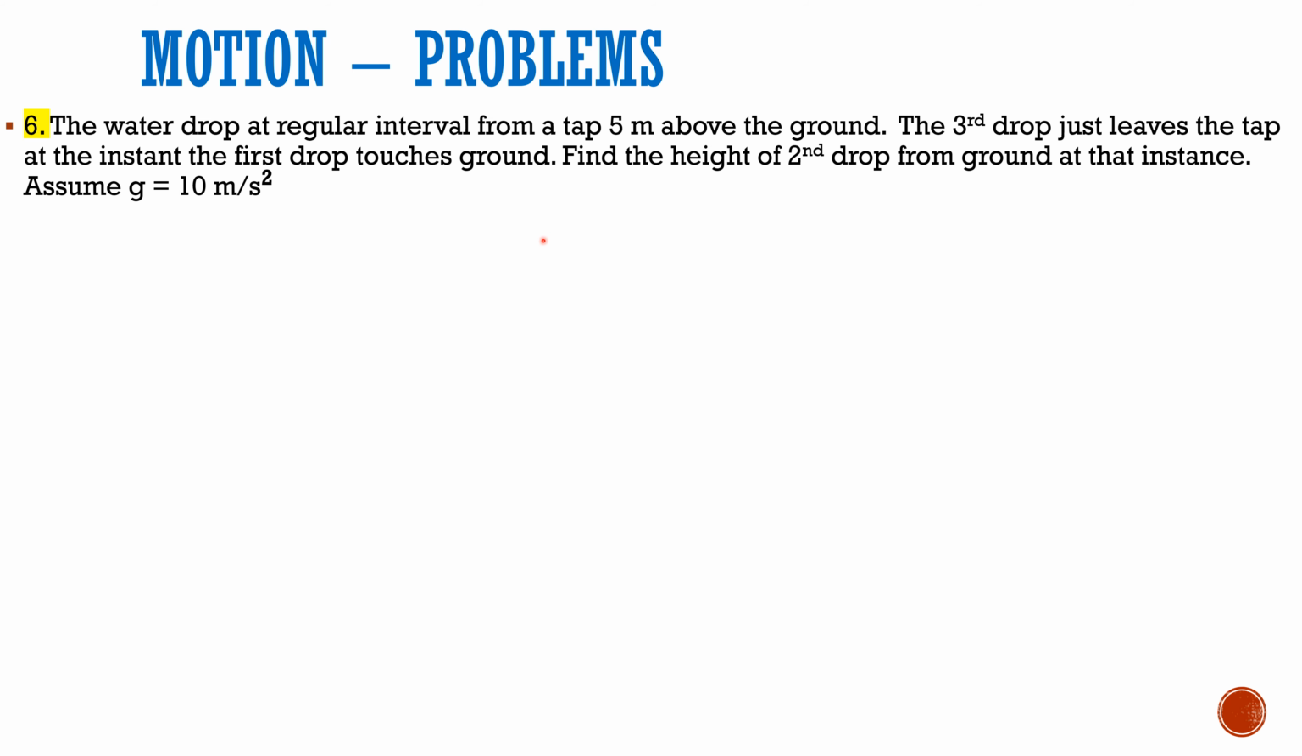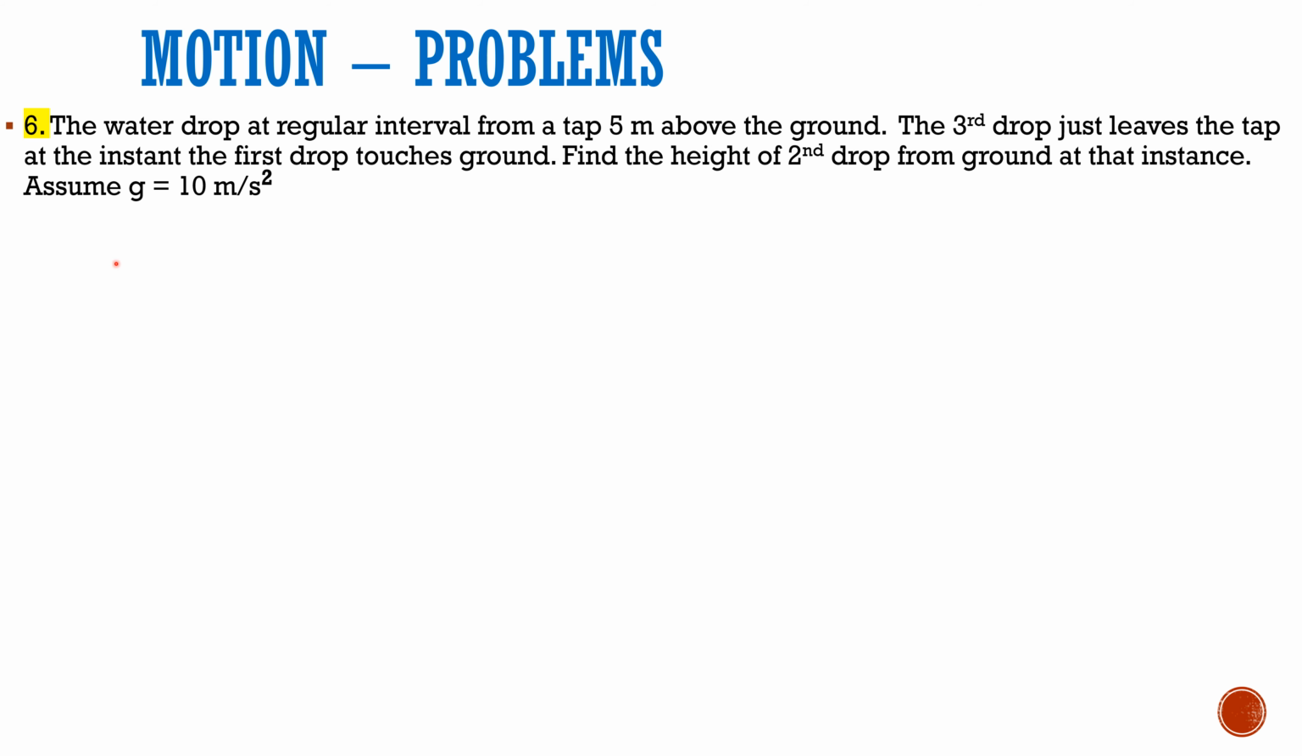Okay, so the drops are falling in continuous interval. By the time first drop is touching the ground, which is actually 5 meter, right? So 5 meters is the height of the tap above the ground. And by the time the third drop just touches the ground, we have the first drop coming out. And find the distance of the second drop from the ground at that instance of time.